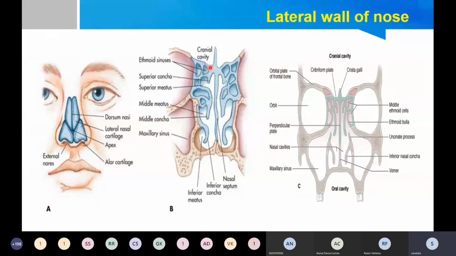Sometimes there might be one more additional concha, called the highest concha or the supreme concha. So that makes four concha, but usually it is not present. So only three concha you should be able to describe: the superior, middle, and the inferior. We'll learn about these concha in detail. Where are they? How are they formed? Which bone forms them? And this is the nasal cavity.